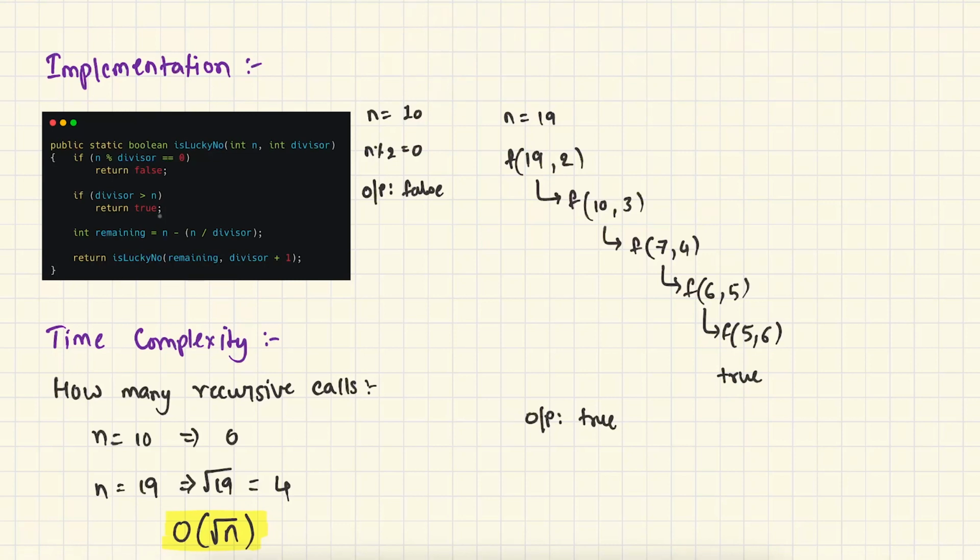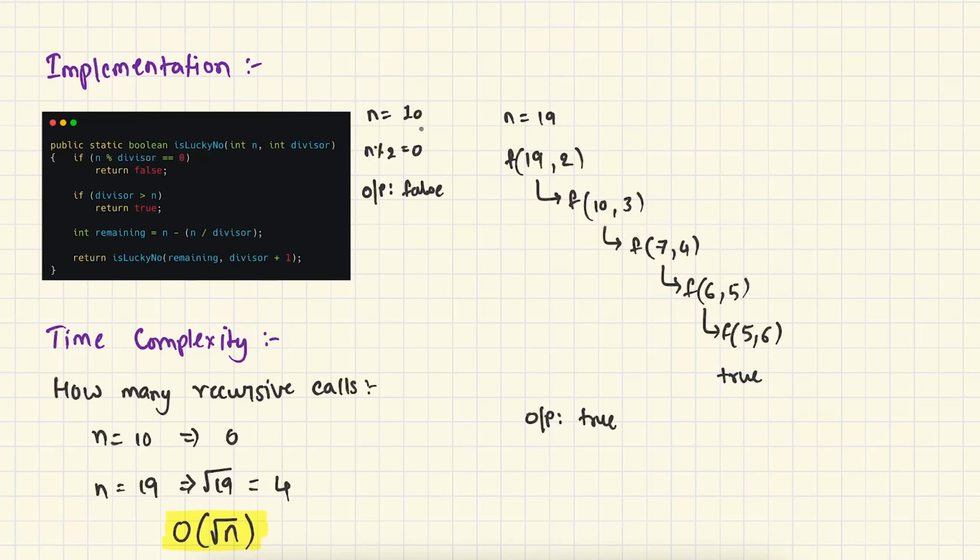And after this, what we are doing? We are simply making a recursive call to this function itself. And now we are passing the remaining numbers and divisor plus 1. Why? Because in step 1 we are passing divisor equal to 2 and in the next step the divisor is going to be 3. That's why we are doing divisor plus 1. Okay, so now let's quickly dry run this code and see how it works.